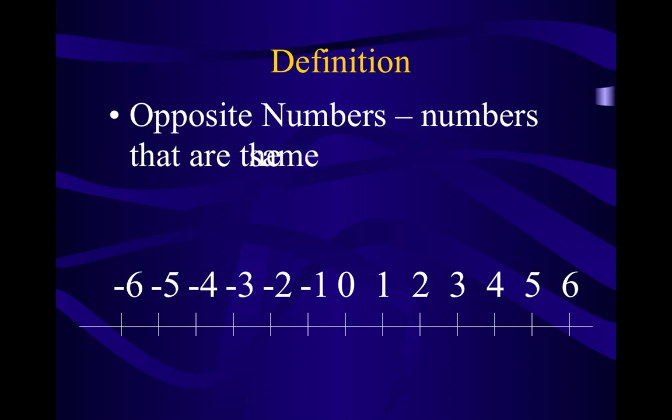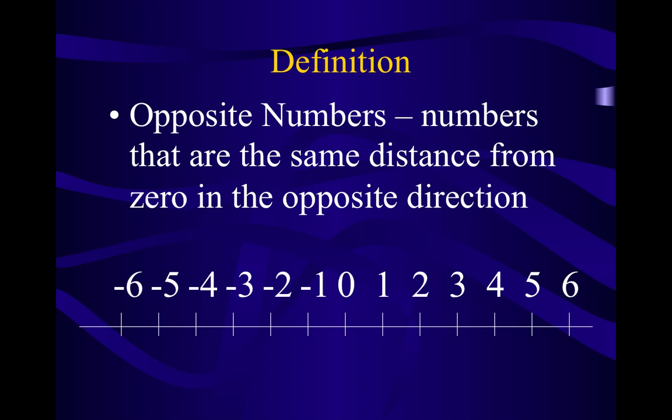Now, opposite numbers are numbers that are the same distance from zero, but in the opposite direction. So let me give you an example. The opposite of 6 would be -6, or the opposite of -3 would be +3. These are called opposite numbers.